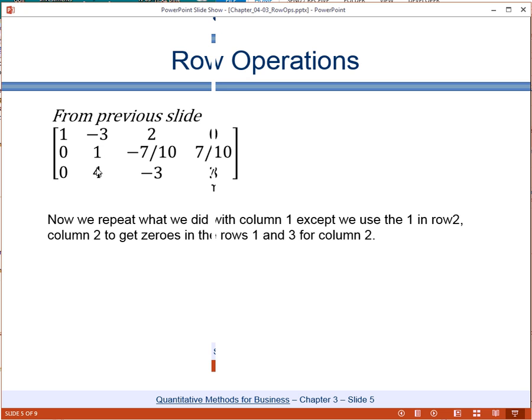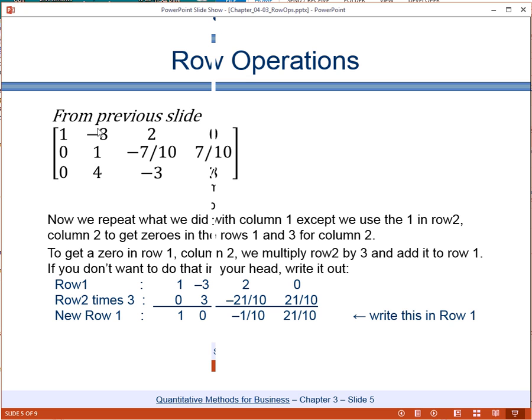So now I need to work on getting a 0 in row 1, column 2, and in row 3, column 2. And we're just going to repeat what we did with column 1. We're going to use this 1 here that's in row 2, column 2 to make the minus 3 a 0 and to make the 4 a 0. So how do I do that?